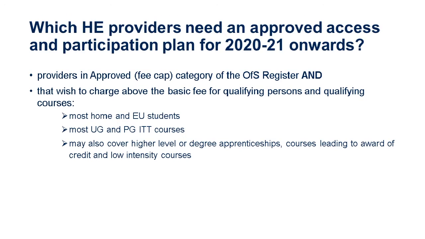This just sets out which providers would need an approved access and participation plan. So any providers in an approved fee category of the OFS register and those that wish to charge above the basic fee. If you're not charging above the basic fee, there's every chance that you won't be needing to produce an access and participation plan. So you're welcome to continue listening, but you may not need a plan, so worth checking that out.